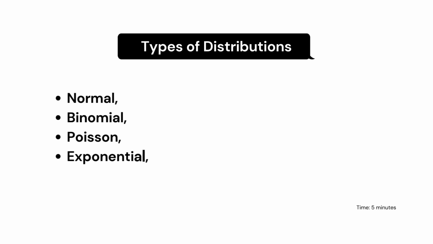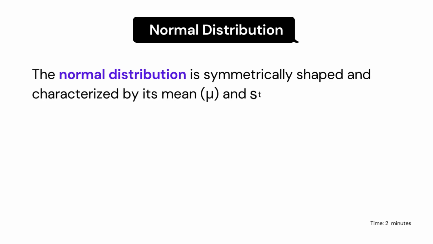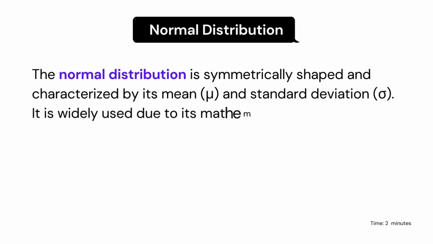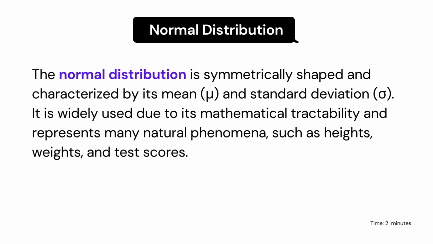Now, when it comes to its types, there are mainly five types: normal, binomial, Poisson, exponential, and uniform distributions. We will talk about them one by one. So let's start with normal. The normal distribution is symmetrically shaped and characterized by its mean, which is denoted by mu, and standard deviation. I don't know what the symbol is called, but I hope you know. It is widely used due to its mathematical tractability and represents many natural phenomena such as heights, weights, and test scores. This is what it's used for.